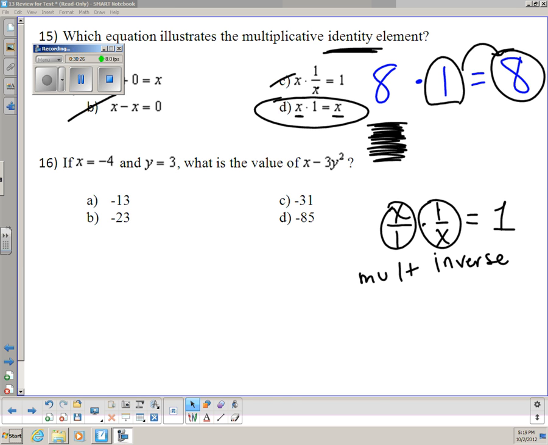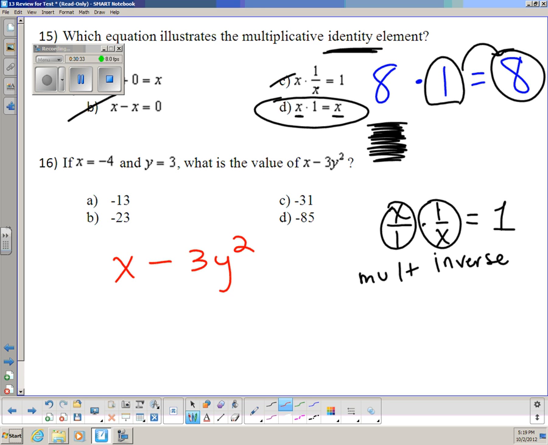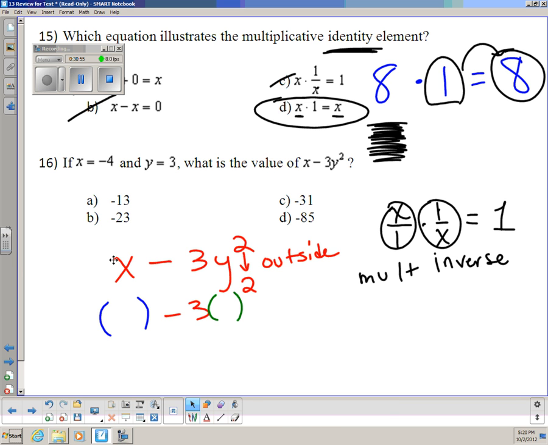If x equals -4 and y equals 3, what is the value of x minus 3y squared? So first things first, whenever I plug in a number for a letter, I use parentheses. So I'm going to use parentheses around my x, minus 3, and I'm going to use parentheses for the y, and the squared goes outside the parentheses. And now I will fill in my numbers. X was -4.